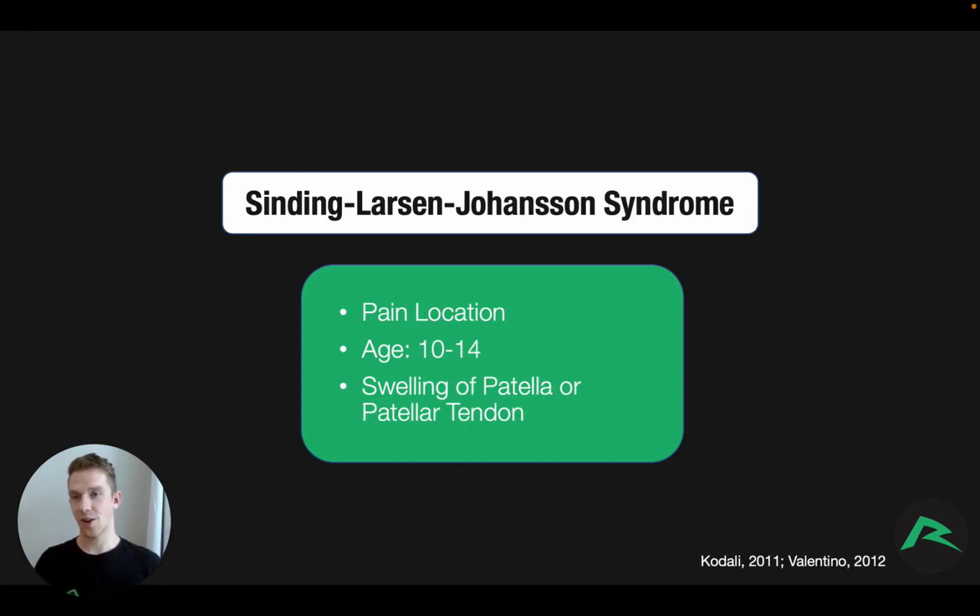So Sinding-Larsen-Johansson syndrome, or SLJS, here again, you're looking for the pain location. So activity-related pain focused over the lower pole or bottom of the patella and proximal patellar tendon. So this is another one of those traction-related injuries where the patellar tendon is this time, rather than pulling on the tibial tuberosity, pulling on the patella itself. So that would be where you'd expect that pain location. Again, you expect younger age, 10 to 14, and then you may expect tenderness/swelling of the patella or of the patellar tendon.